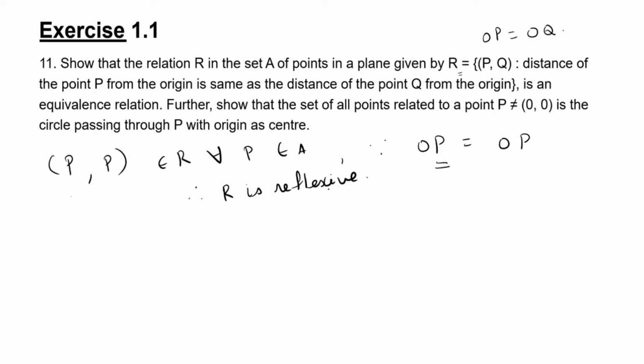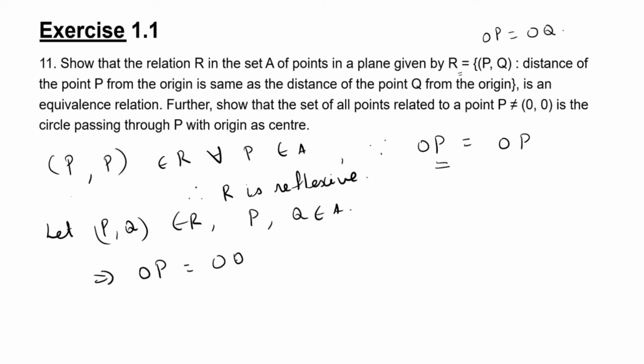Now we have to see whether R is symmetric or not. So let P, Q belong to R. If P, Q belongs to R, then OP is equal to OQ. If OP is equal to OQ, then OQ is also going to be equal to OP, which means Q, P belongs to R. Therefore, R is symmetric.